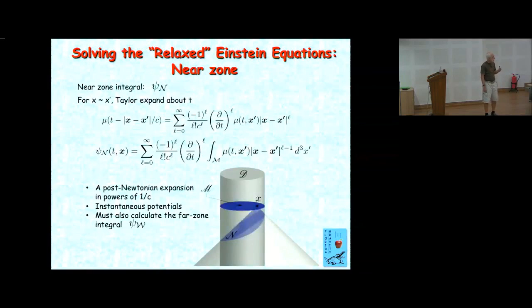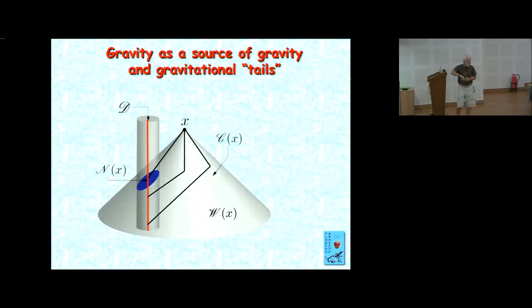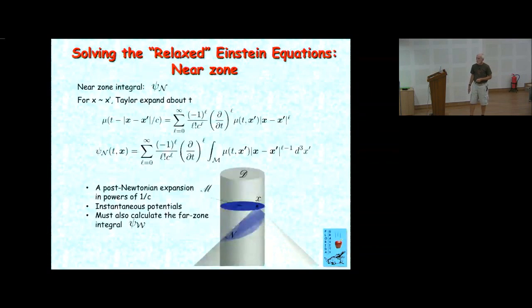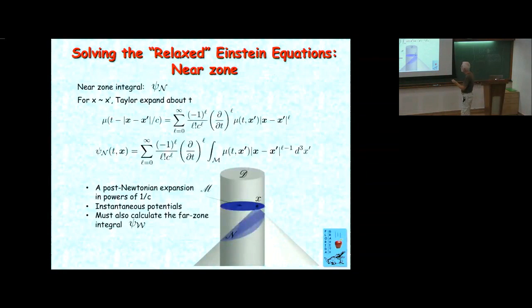Well, that's one thing. That's for finding the field in the far zone where a gravitational wave detector might live. But we would also like to, for example, find the equations of motion of the source itself. So we also need to know what the field looks like here, say, near each body, so that we can learn how the bodies move, right? So we also need to do a calculation of the fields within the near zone, so that we can stick them into our equations of motion and determine how our source behaves.